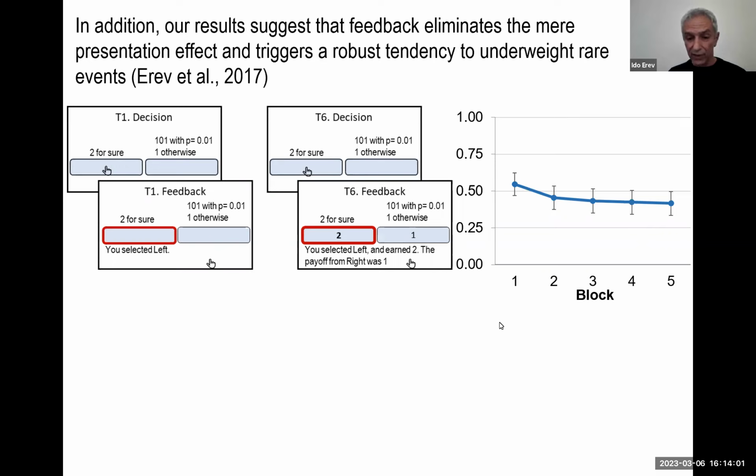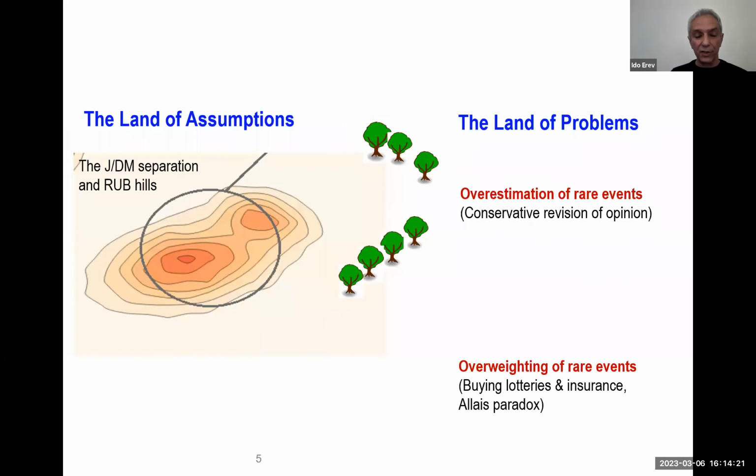So basically, our results suggest that mainstream research that separates between judgment and decision making can lead to incorrect conclusions concerning the underlying processes. Let me show you one interpretation of this result. This is my favorite interpretation. I like to think about research as a hike in the land of assumptions, in an attempt to find hills of high elevation that will give us a good view of the lands of behavior, of the lands of problems.